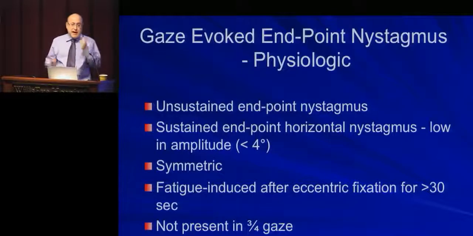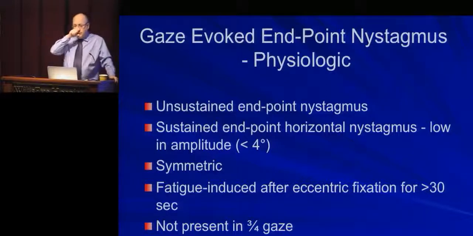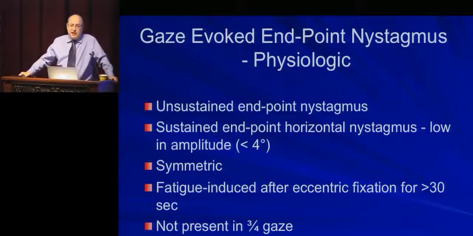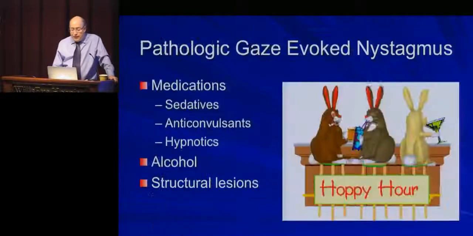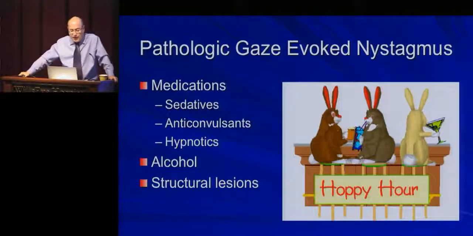Physiologic nystagmus is unsustained. It doesn't persist. It's at the end gaze, and it's low in amplitude. It's symmetric, and if you keep them at lateral gaze for 30 seconds, it goes away. And if you move them back to three-quarters gaze, let's say you're not all the way out, it goes away. So if you have a symmetric nystagmus in an asymptomatic patient, and it goes away as you move a little bit less to the periphery, that's probably physiologic. You don't have to worry about that. Pathologic gaze-evoked nystagmus is from medications of various sorts, alcohol, or structural lesions in the brain.